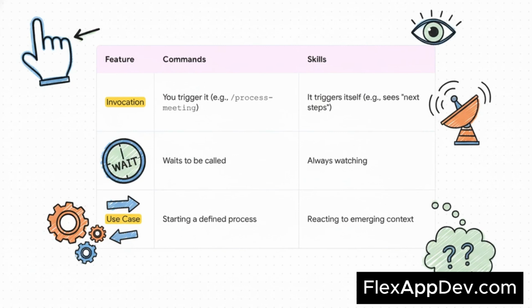Let's put them side by side, because this distinction is key. A command waits for you to call it to start a process. A skill is always watching, and it calls itself when the context is right. One is for explicit control, the other is for smart reactive automation. Having both is what makes this system so powerful.